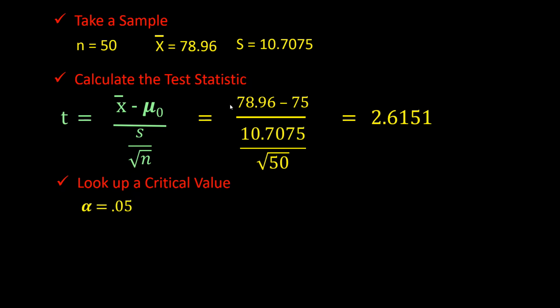Okay, now we look up the critical value, and to do that we need alpha. So let's say that alpha is 0.05. Because this is a two-tailed test, we split alpha in half. So alpha is 0.025, and we need degrees of freedom. Degrees of freedom is n minus 1, 49 degrees of freedom.